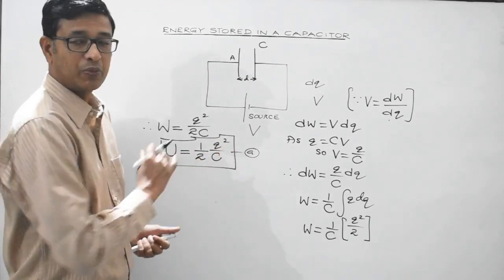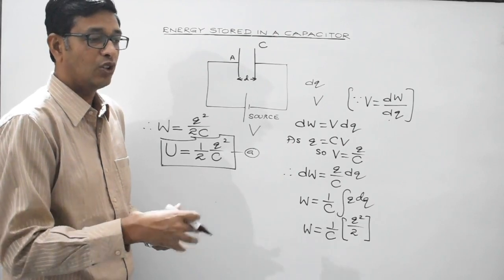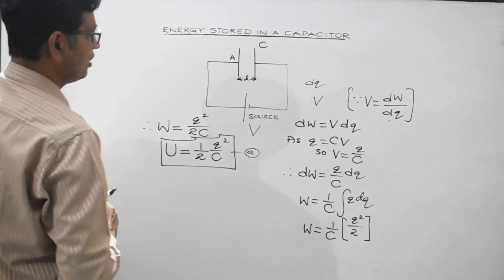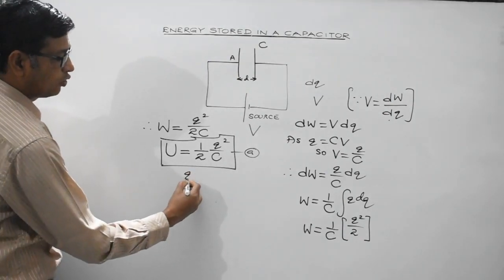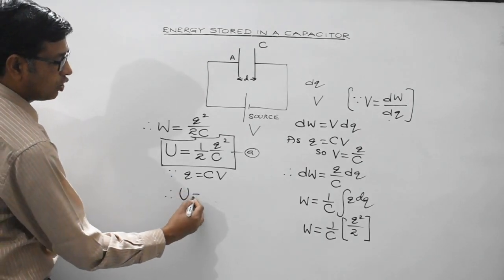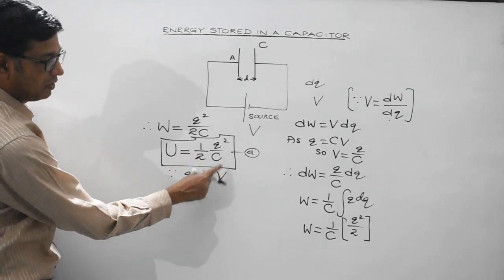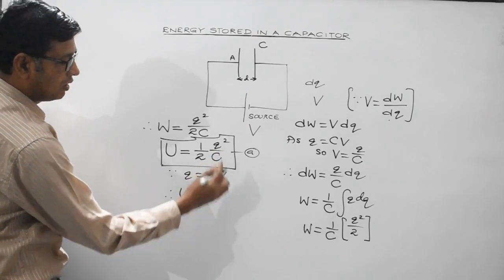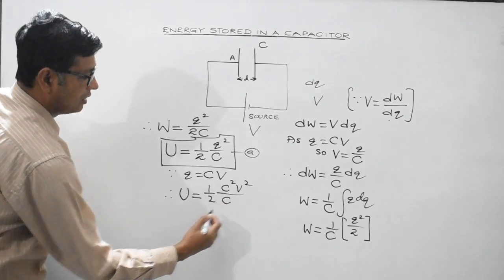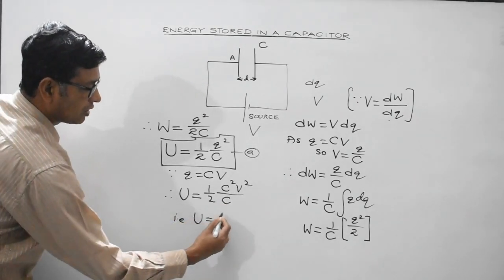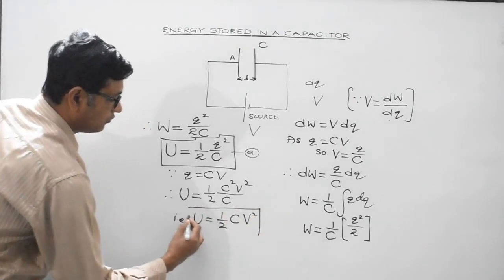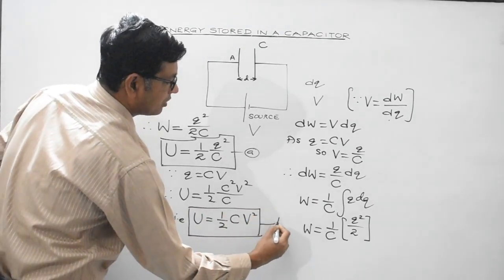Now, using this expression, we can also find various other formulas for the energy of a capacitor. We know that Q equals CV. Therefore, energy can also be written by putting CV in place of Q. So Q square becomes C square V square, and we will be left with half C square V square by C. That is, energy is equal to half CV square. This is another very important expression. This is B.